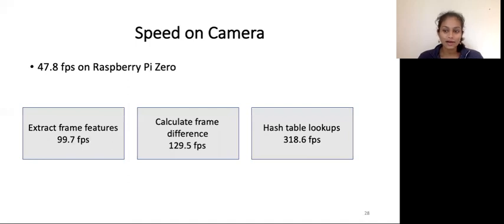We ran Reducto on a Raspberry Pi Zero, which has 1 core, 1 gigahertz, and 512 megabytes memory, matching roughly the median of the type of cameras we're targeting. It was able to run at 47.8 frames per second, comfortably clearing the real-time mark. If we break that down, we see that it spends most of the time extracting low-level features from each frame, so for example, extracting edges. It takes some time to compare the frames, and the only function left is hash table lookups, which run extremely fast.